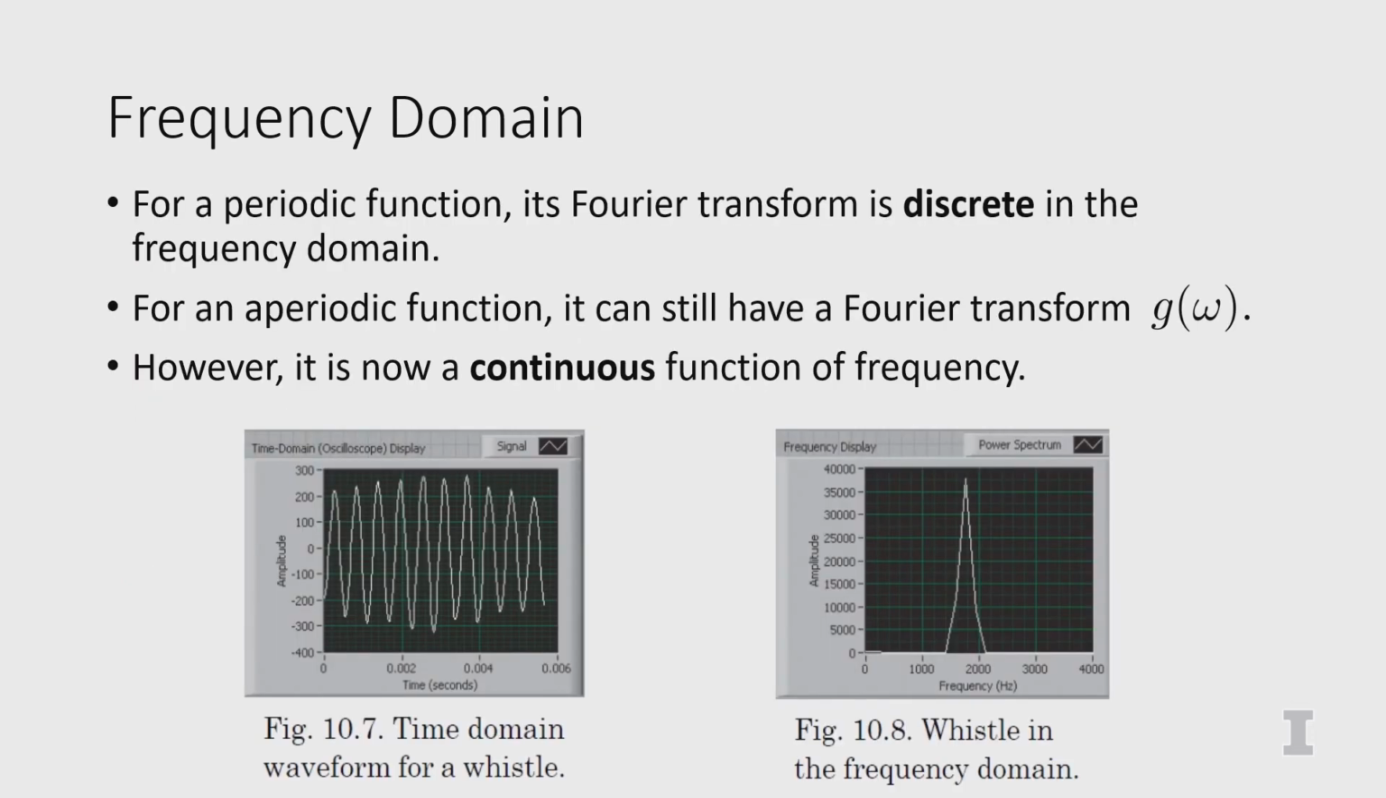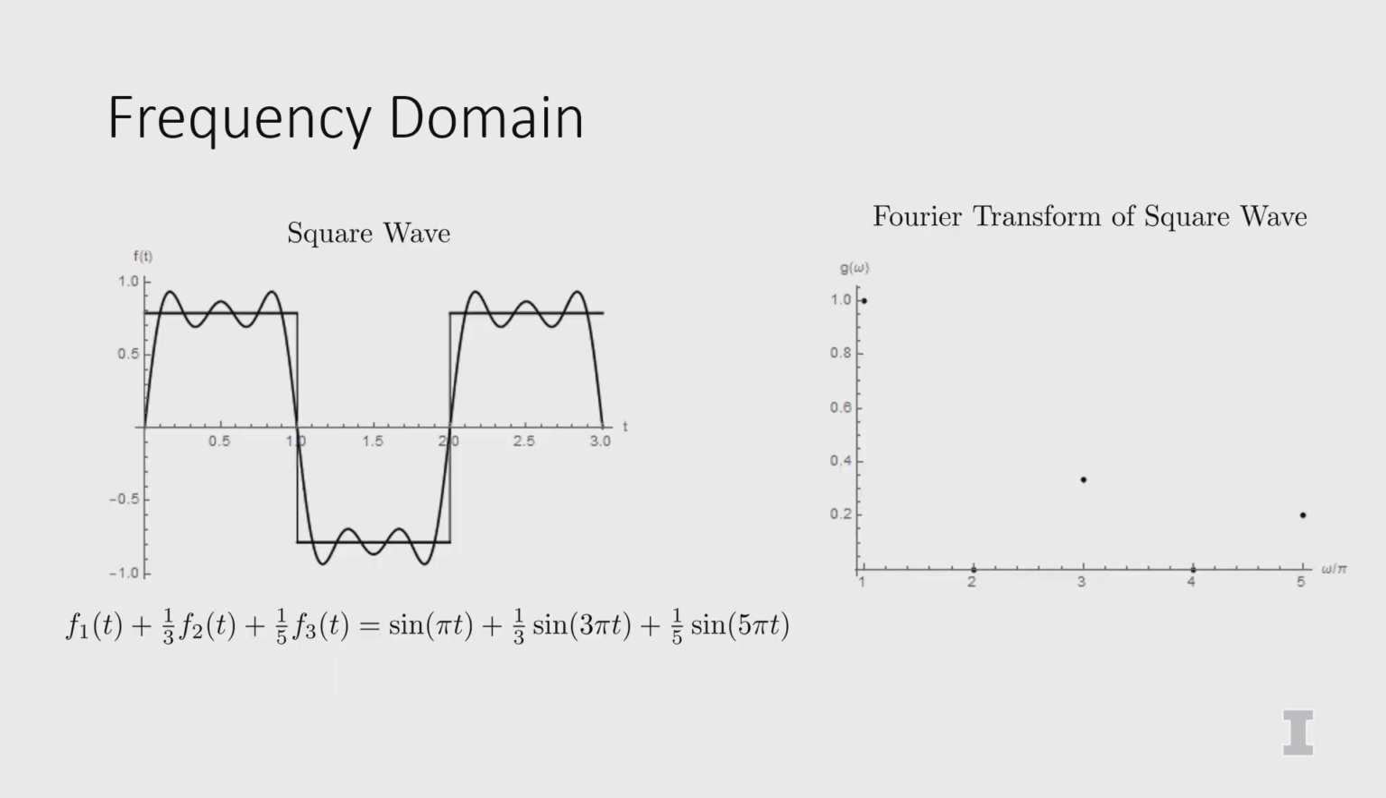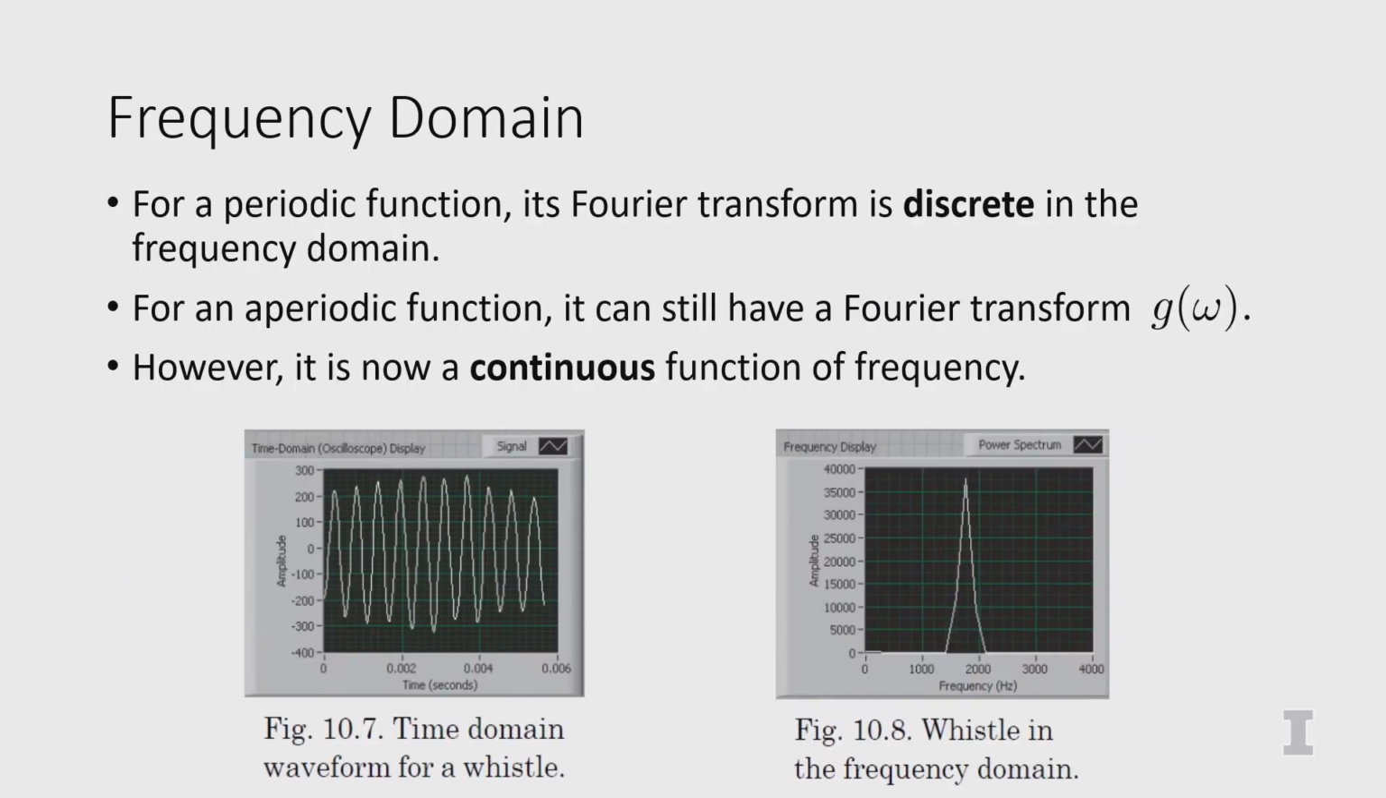So for periodic functions, its Fourier transform is discrete. Again, discrete means that these lines aren't connected. They're just dots. Right? Because I just have a discrete number of terms here in the series.